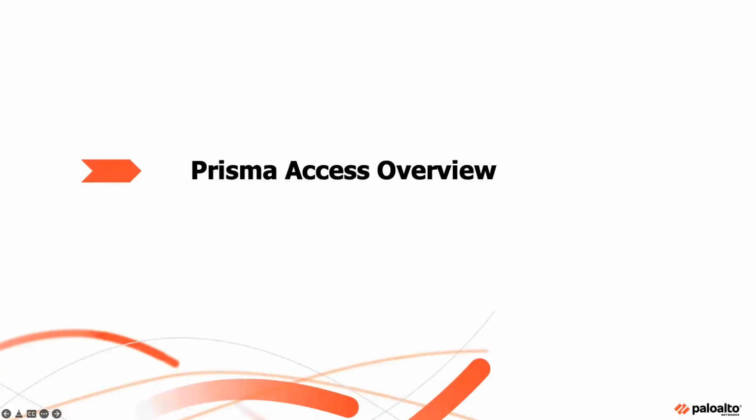So as I mentioned, SASE is comprised of 2 components, Prisma Access and Prisma SD-WAN. And there's a lot of other add-ons for this, but these are the 2 core components. So we're going to start with talking about Prisma Access.